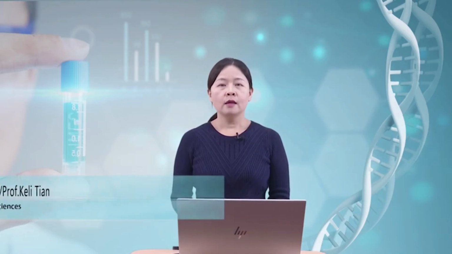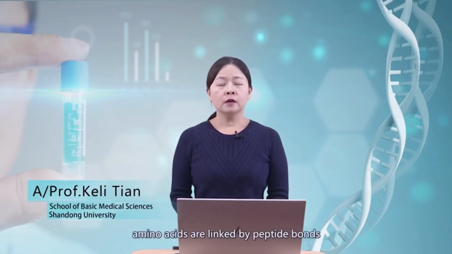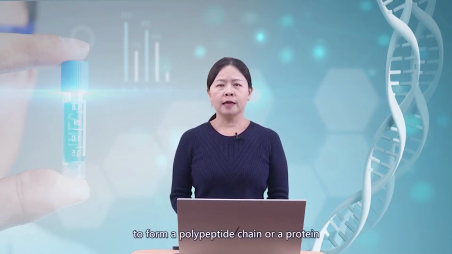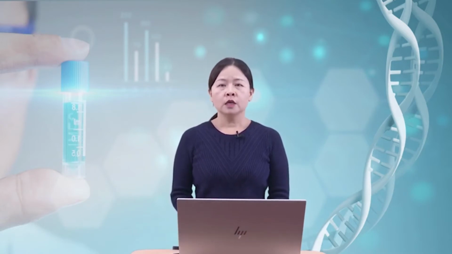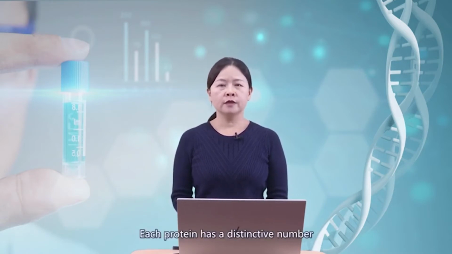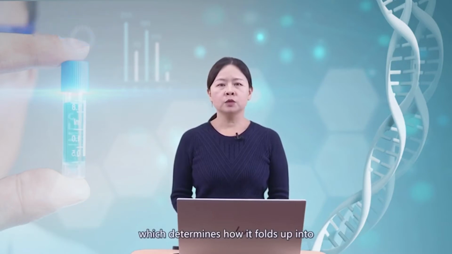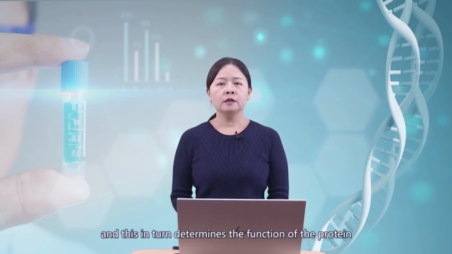Welcome back. We have learned that amino acids are linked by peptide bonds to form a polypeptide chain or a protein. Each protein has a distinctive number and sequence of amino acid residues, which determines how it folds up into its unique three-dimensional structure, and this in turn determines the function of the protein.